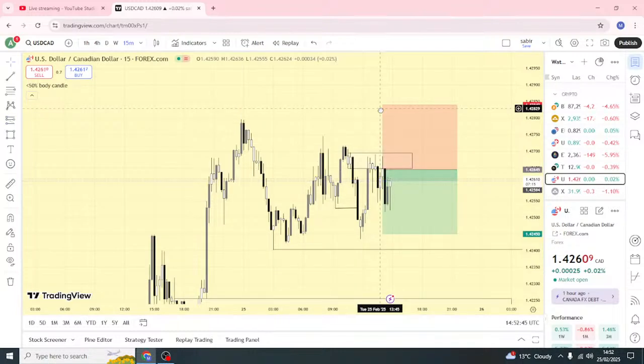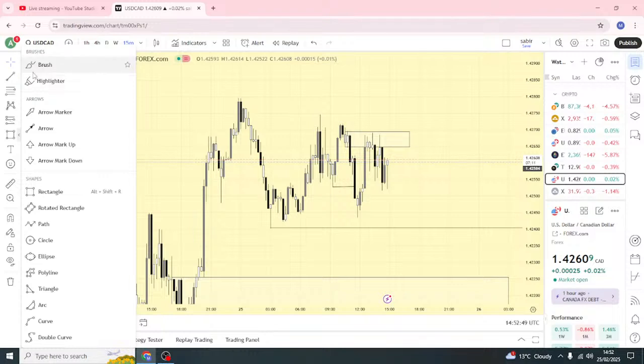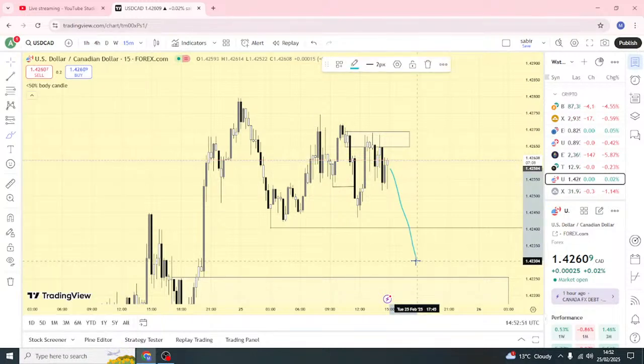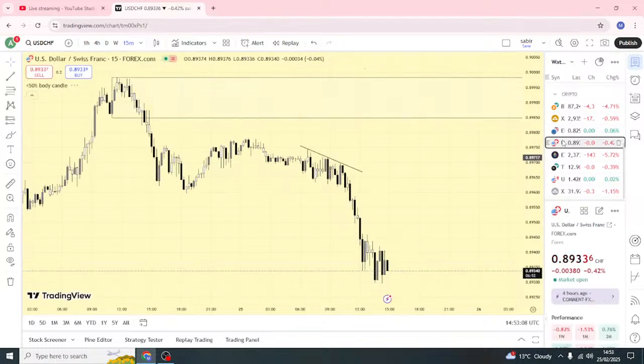You could take this position. Okay, pushing the market down a little bit lower to liquidate these and then go for an initial reaction towards the upside, guys. So this was the analysis on USD CAD. Okay, let's go towards USD CHF, guys.